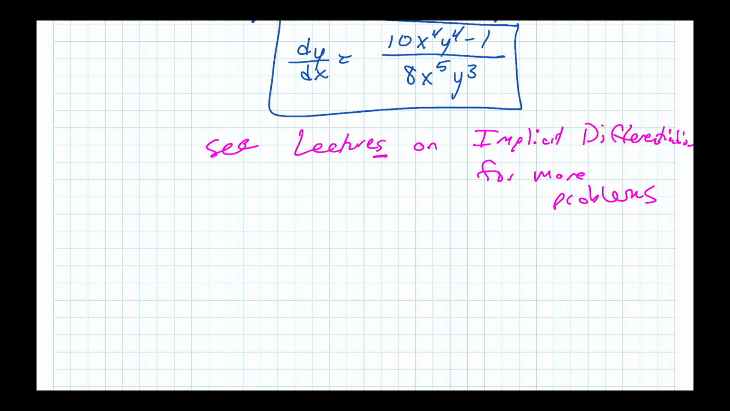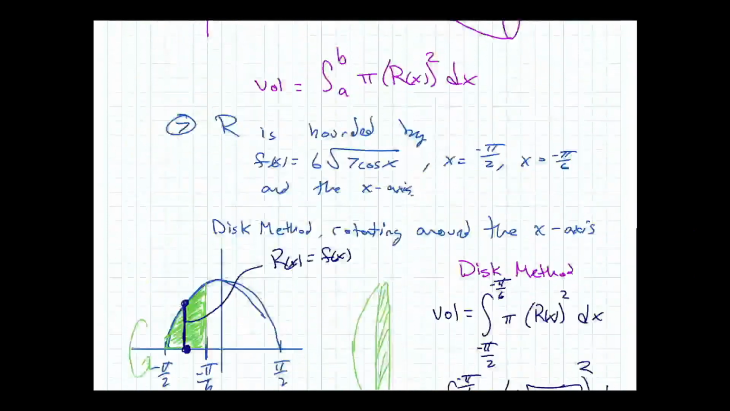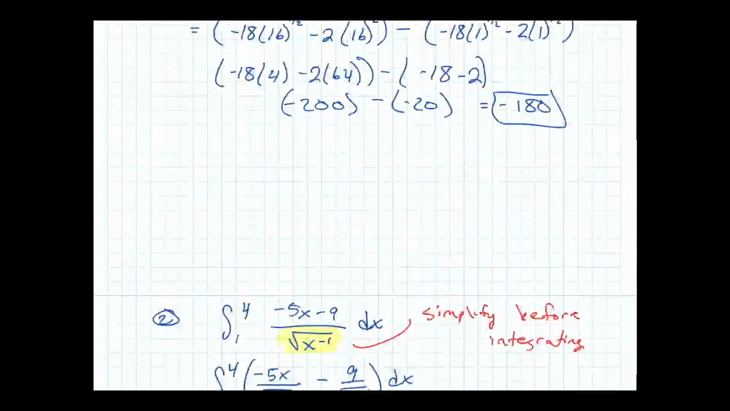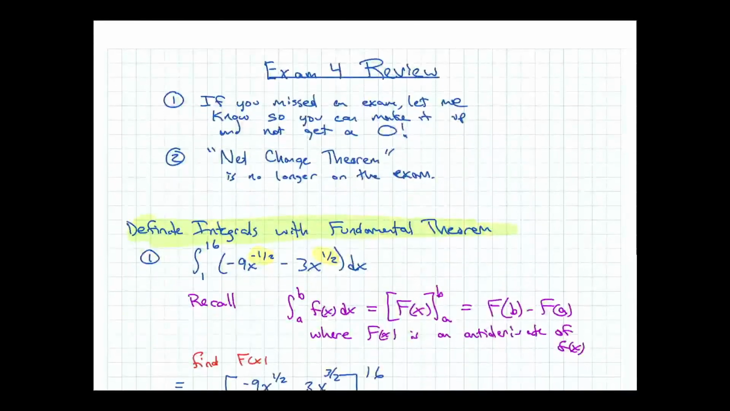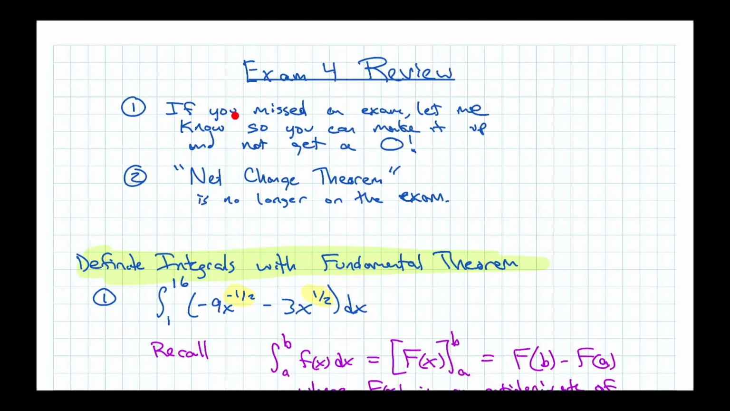Okay, so I think that's it. Let me look at this. Back to review list. Yeah, we did everything. So if you can do everything on this list, then you are in good shape for your exam. And if you can't, well, you're in less good shape for your exam. Again, keep in mind, if you missed an exam, let me know. And Net Change Theorem's not on there, and I will talk to you guys later.